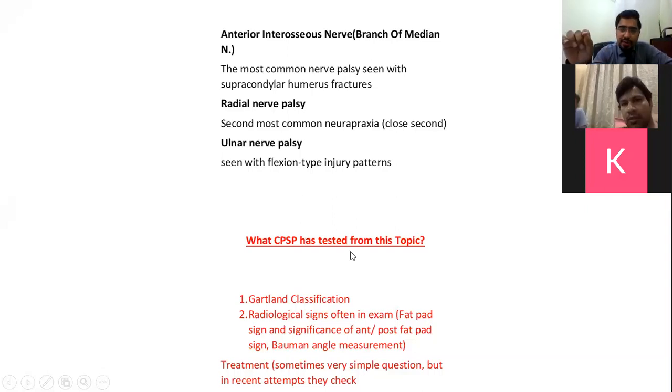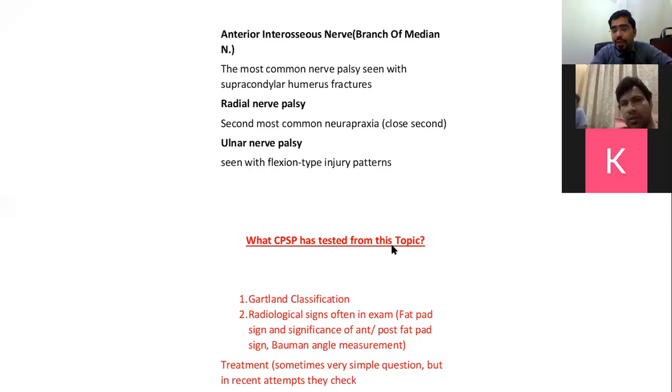This topic, supracondylar fracture, you must have a good grip on it. CPSP has tested Gartland classification. They have tested some radiological signs. Fat pad sign, what is the significance of posterior fat pad sign, anterior fat pad sign? And then Baumann's angle has also been tested one time, in terms of which lines make Baumann's angle.